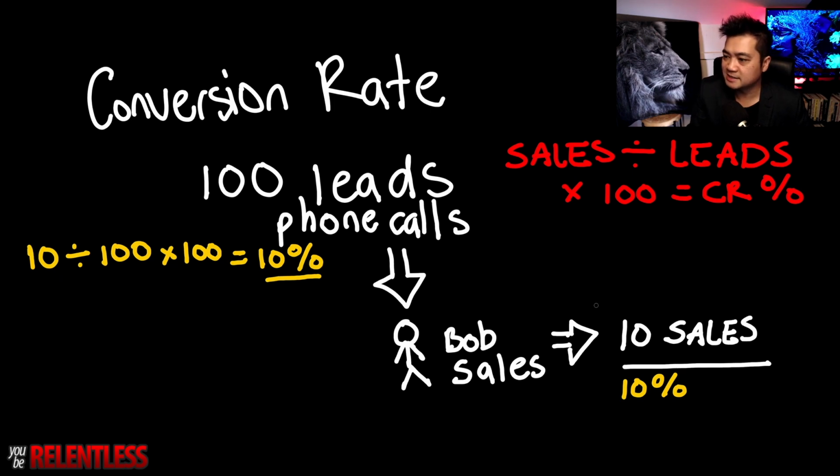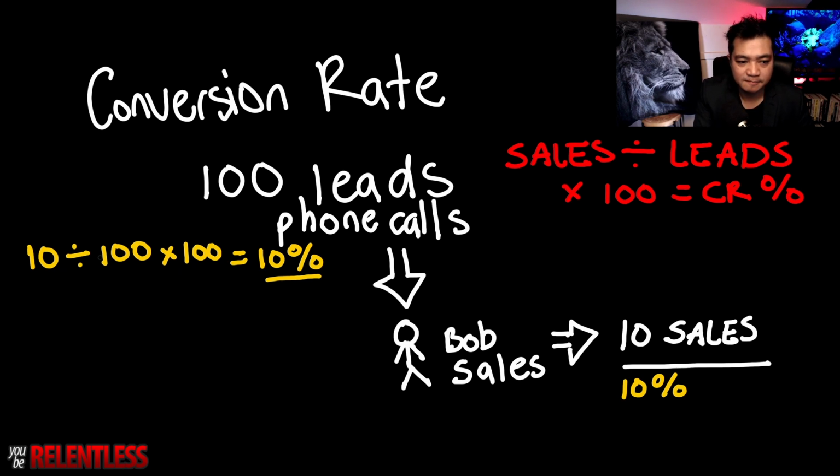So let's say that we try to improve Bob's sales and we give him some more training. He starts studying more about follow-up, how to close, how to manage objections, how to build rapport, fact-finding, all that stuff, right? And he becomes a better salesperson. So how do we get to that level of getting 20 sales?